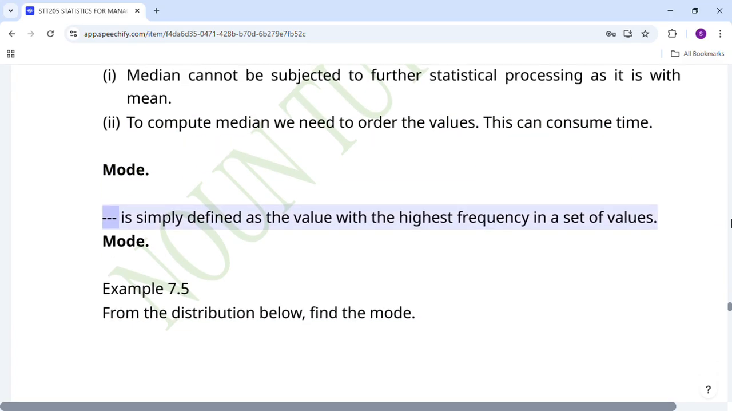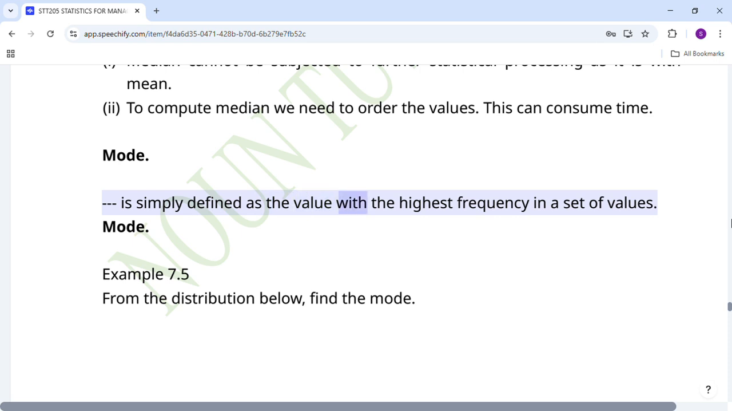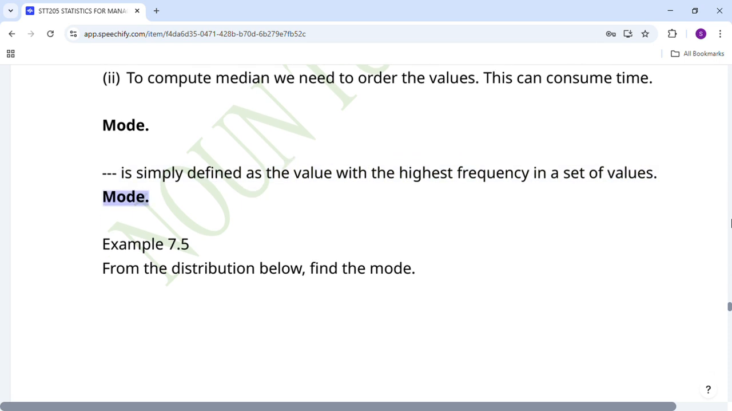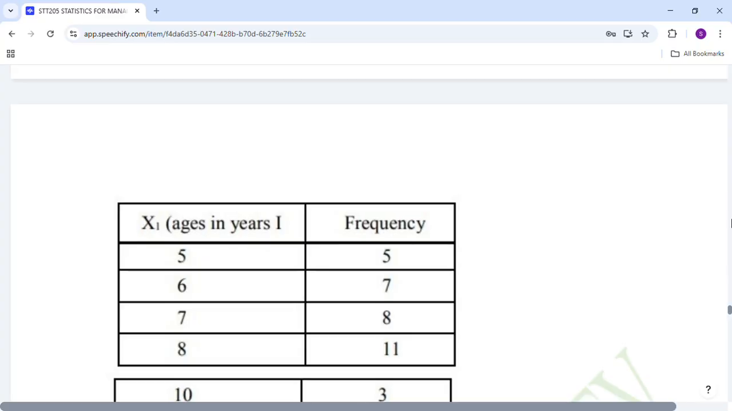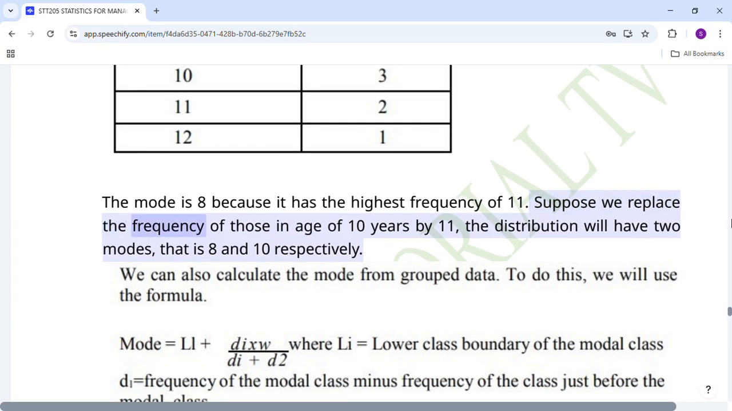Mode. Mode is simply defined as the value with the highest frequency in a set of values. Example 7.5: from the distribution below, find the mode. The mode is 8 because it has the highest frequency of 11. Suppose we replace the frequency of those aged 10 years by 11, the distribution will have two modes, that is 8 and 10 respectively.